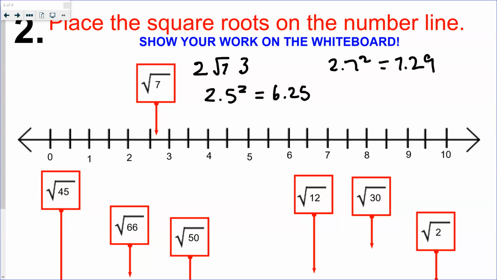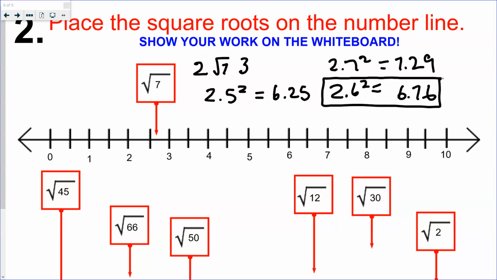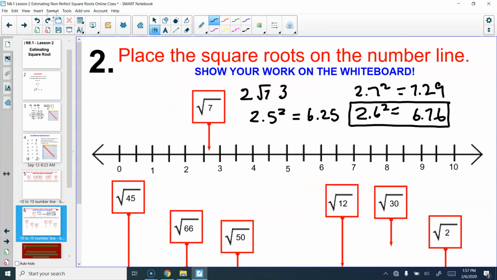So I'm pretty sure I know what it is. Let's go 2.6. Let's see what that yields me. There I have 6.76. Now because I've done both on each side, I know for sure this is my answer. Alright, so then I would take it and I'd put it on the number line.